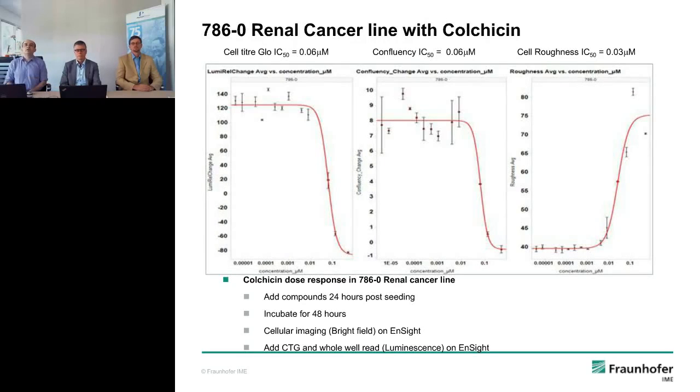Okay, we repeated the same set of experiments using colchicine against a renal cancer cell line. Here you can see that the CellTiter-Glo assay is giving again around 6 micromolar. Confluency, again, shows very good correlation there. And in this case, the cell roughness parameter gives us about a 3 micromolar IC50. So again, there's a good correlation. I think one of the advantages of cell roughness is that it is pretty much orthogonal to both the CellTiter-Glo and the confluency, so you've got a secondary readout of your effect there, which can be extremely useful.